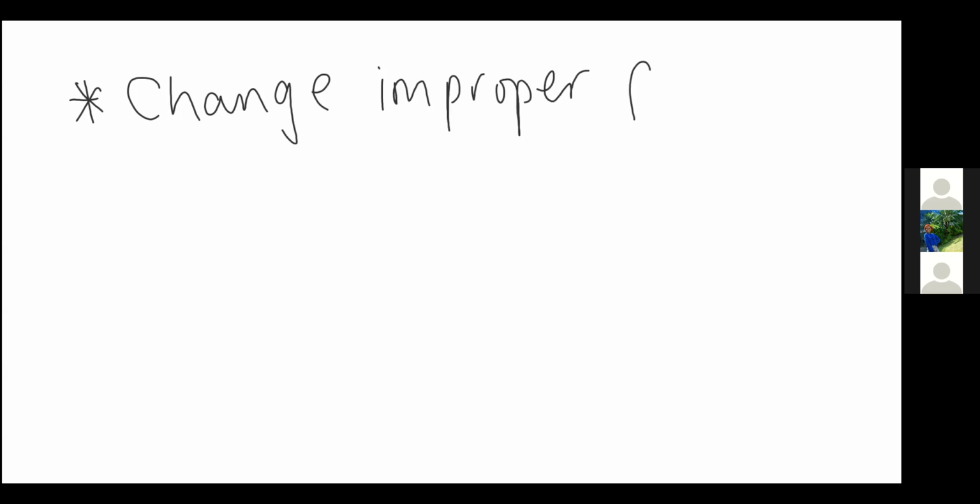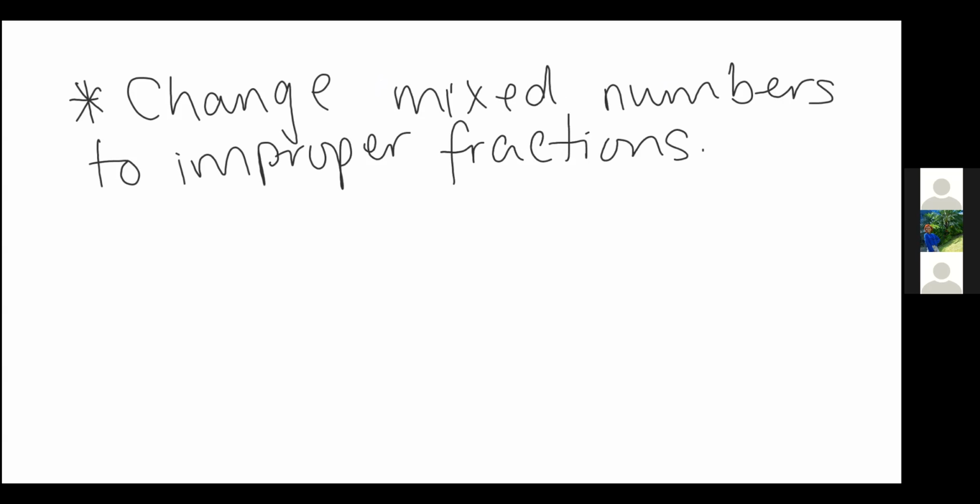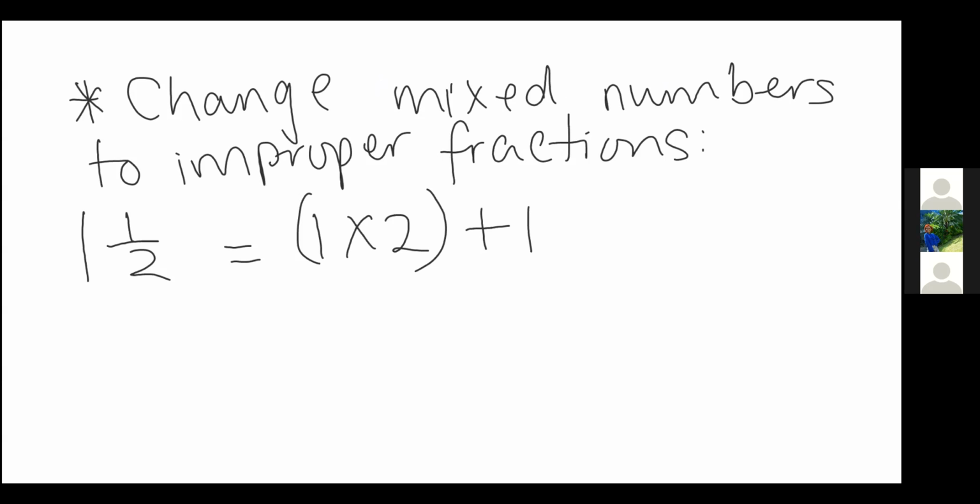The first thing we have to do is change improper fractions, change mixed numbers to improper fractions. And how we're going to do that? 1 1/2. We have to multiply 1 by 2 and add the numerator.